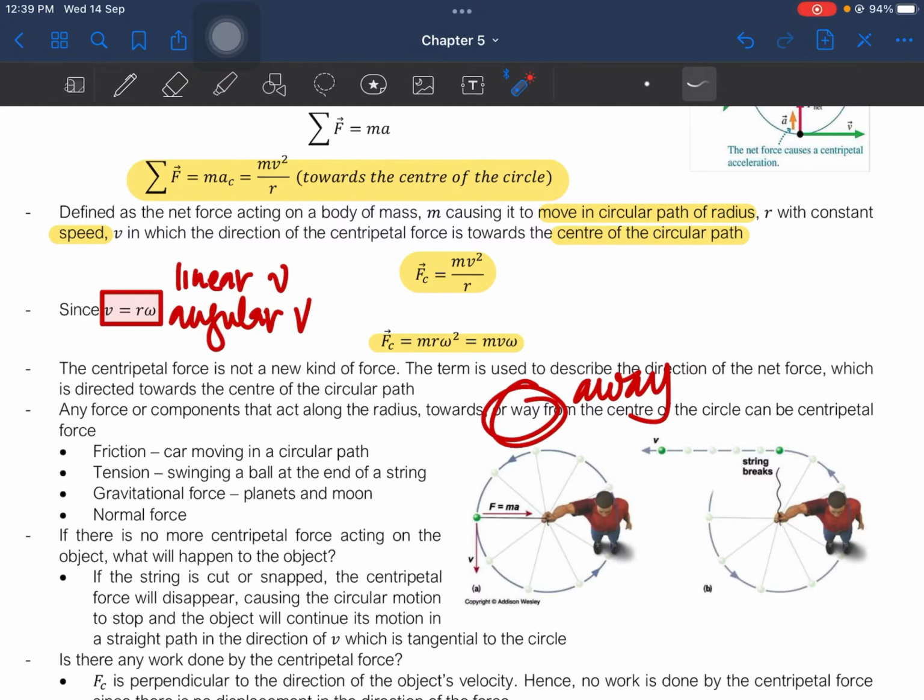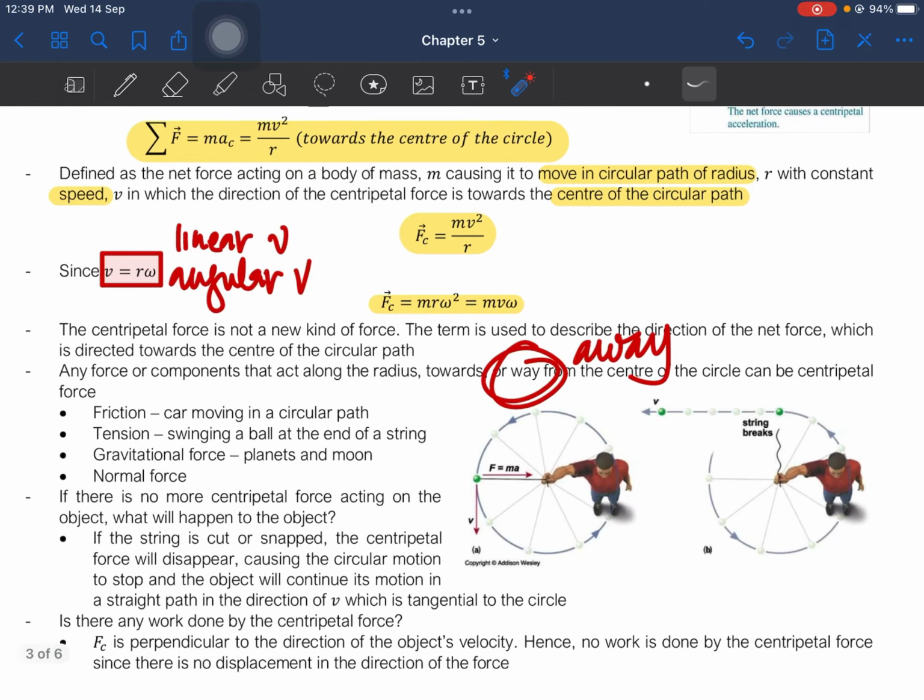For example, if there is a car moving in a circular path, we call it friction. We do not call it centripetal force. It is not an additional force. For example, when you draw this one, usually we call this tension. Then you go and write another one here, FC. No, it is not a new kind of force. The forces you learn to draw in the free body diagram are what I already gave you the other day. It is just a term to describe the direction of the force.